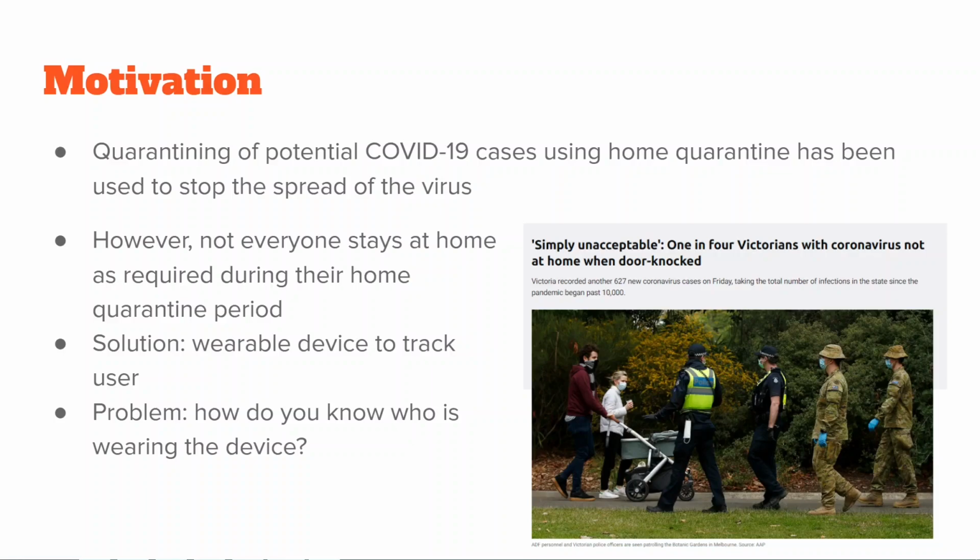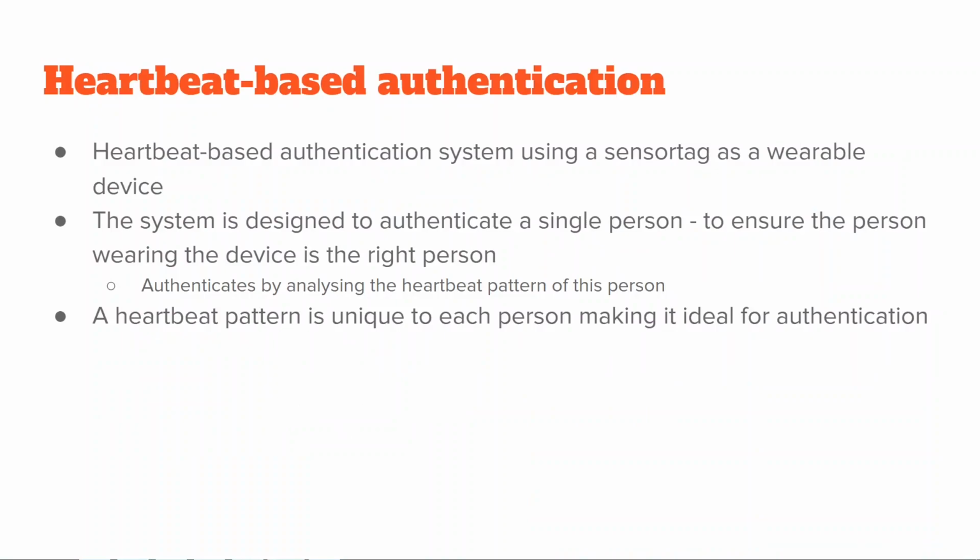A solution to this is a device to track the person to ensure they stay at home. But how do you know who is wearing the device? This is where heartbeat-based authentication comes in. Our project involves collecting a heartbeat sample from a user and analyzing it to authenticate that they are the right person who should be wearing the device. Our project uses a sensor tag as the wearable device and an SVM model to authenticate the user.